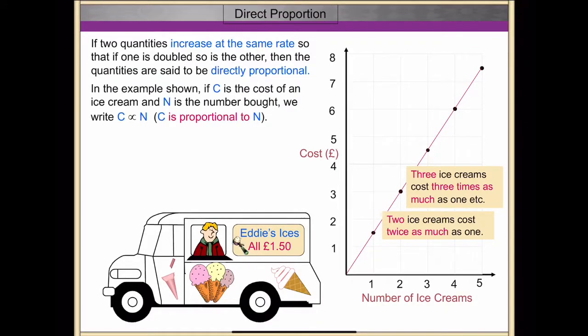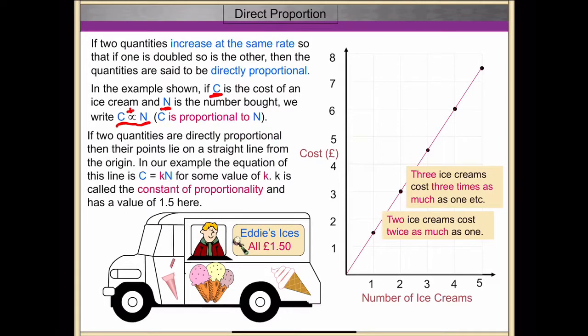So in an example shown, if C is the cost of ice cream and N is the number of ice creams bought, we write C proportional to N. So that symbol here, okay, means C is proportional to N. If two quantities are directly proportional, then their points lie on a straight line from the origin. In an example, the equation is C equals K times N, where the value of K would be what? Well, the value of K here would actually be the constant of 1.5.